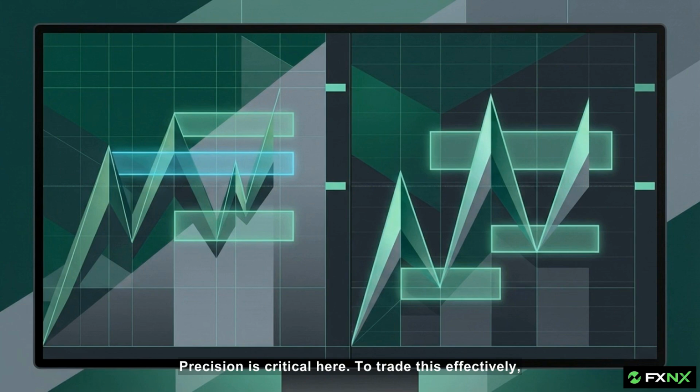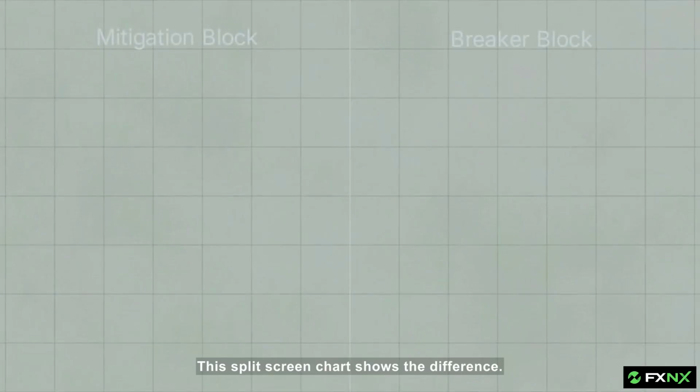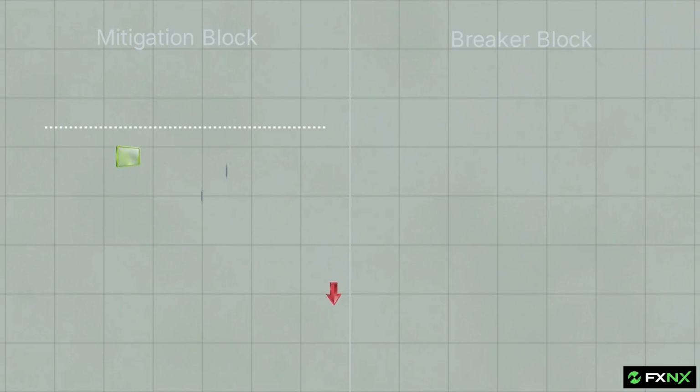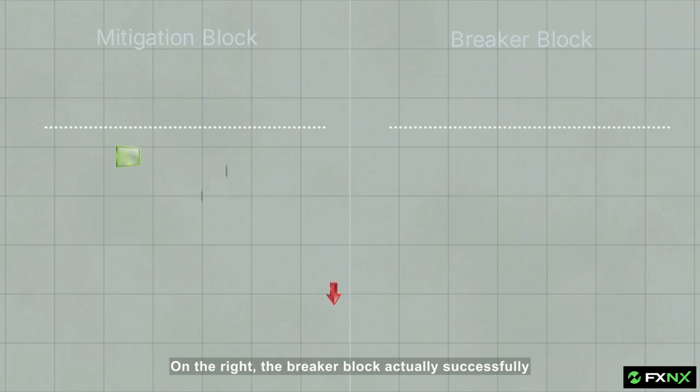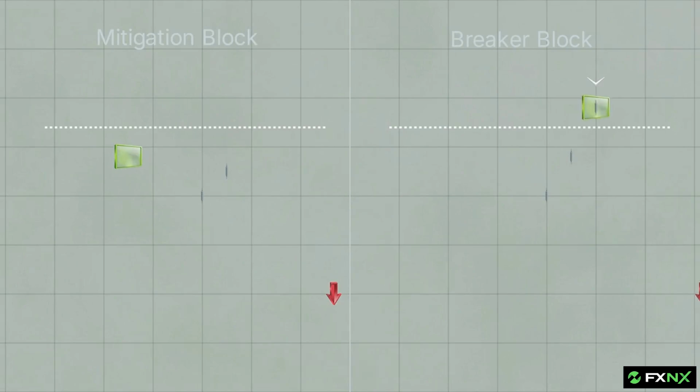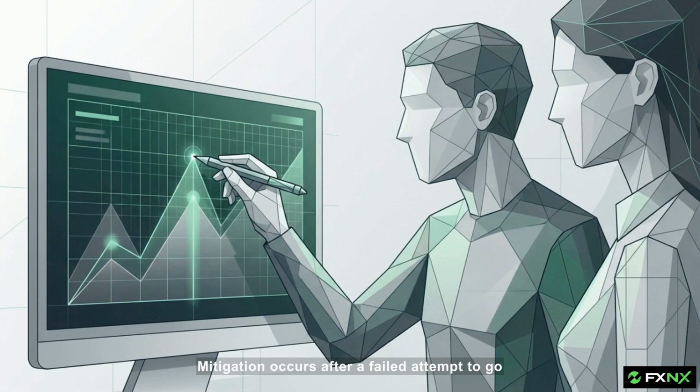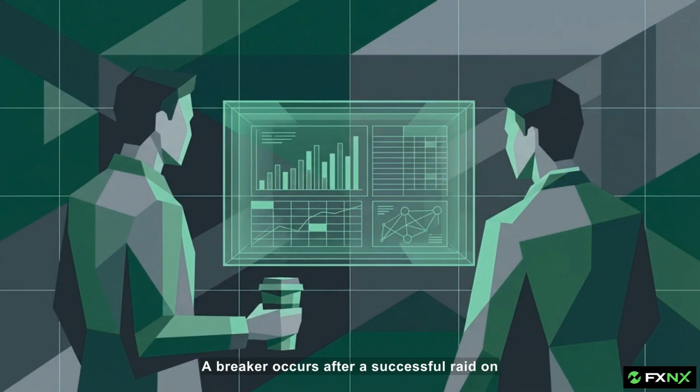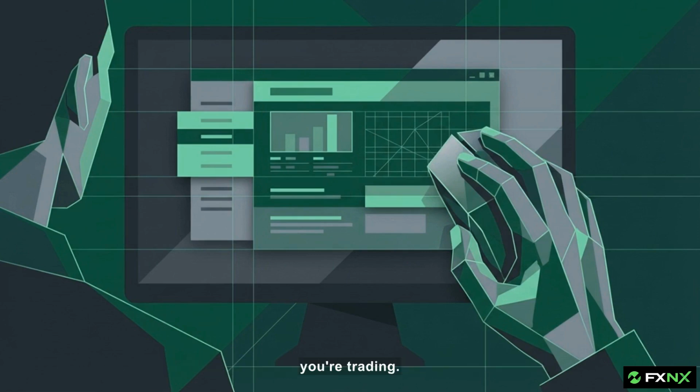Precision is critical here. To trade this effectively, you must distinguish between a mitigation block and a breaker block. This split-screen chart shows the difference. On the left, the mitigation block forms because the initial upward swing failed to break the previous high. On the right, the breaker block actually successfully sweeps past the old high to grab liquidity before the crash. Mitigation occurs after a failed attempt to go higher. A breaker occurs after a successful raid on prior highs followed by a sharp reversal. Identifying which scenario occurred tells you which block you're trading.